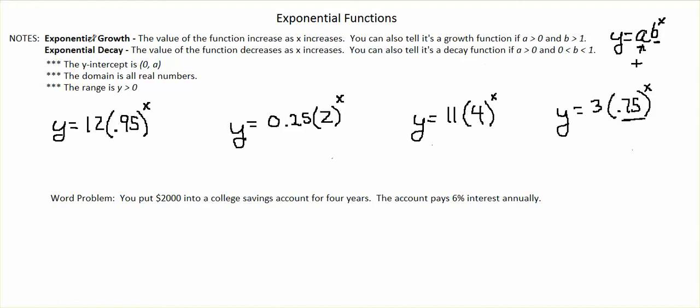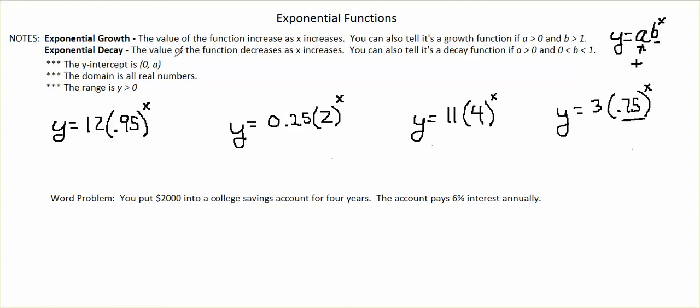So what is an exponential decay function? It's an exponential function where the value y decreases as x gets bigger. So you can tell it's a decay function if a again is positive, and we take a look at this b value. If our b value here is somewhere between 0 and 1.